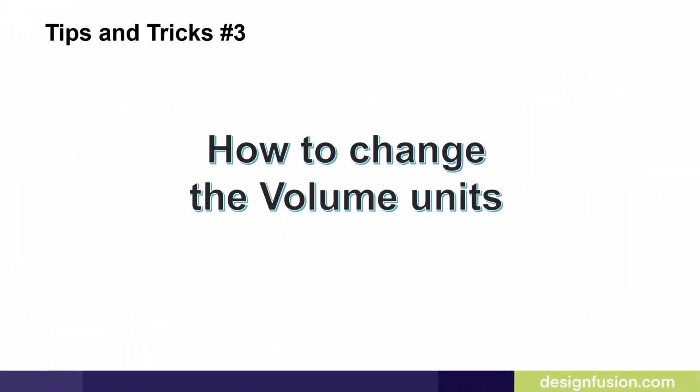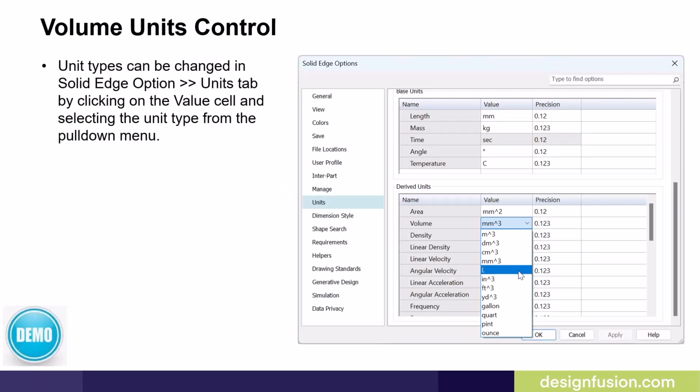Tips and tricks number 3, how to change the volume units. The current default setting for metric units when measuring volume is millimeters cubed. We've had several requests asking how to change this unit to liters. Unit types can be changed in Solid Edge Options, Units tab, by clicking on the value cell and selecting the unit type from the pull-down menu. Let's have a quick look at this in Solid Edge.